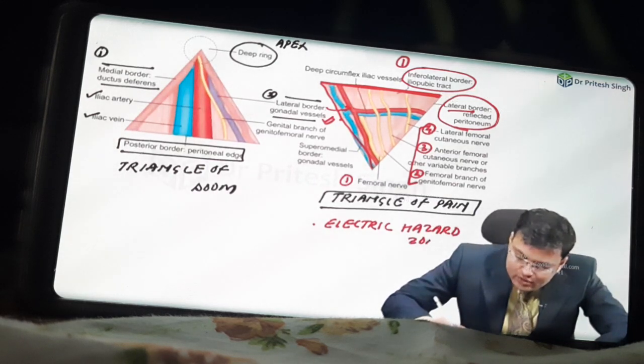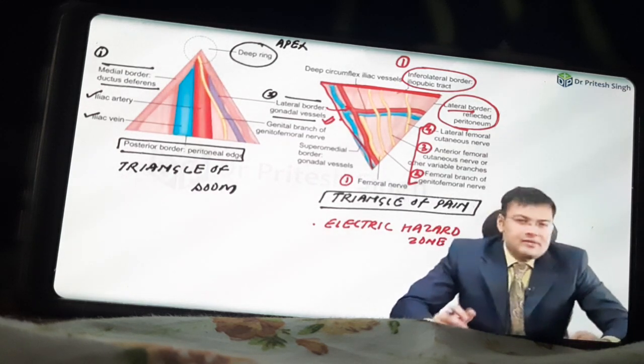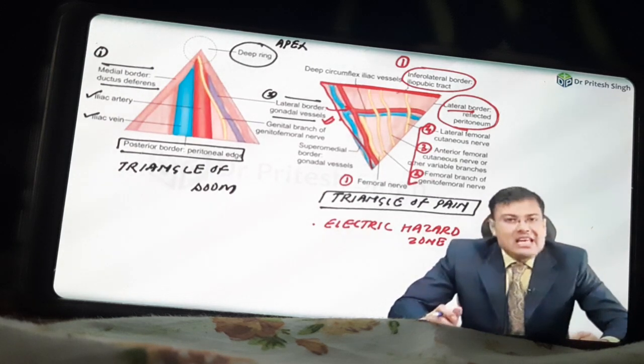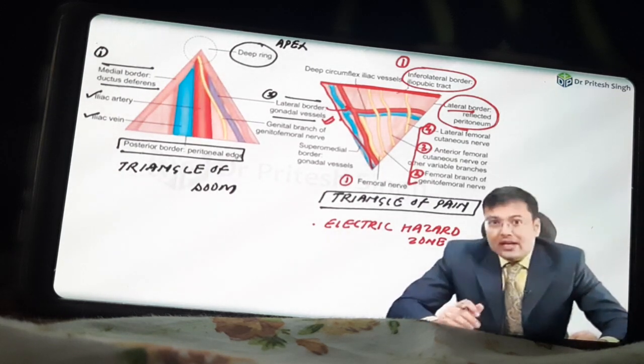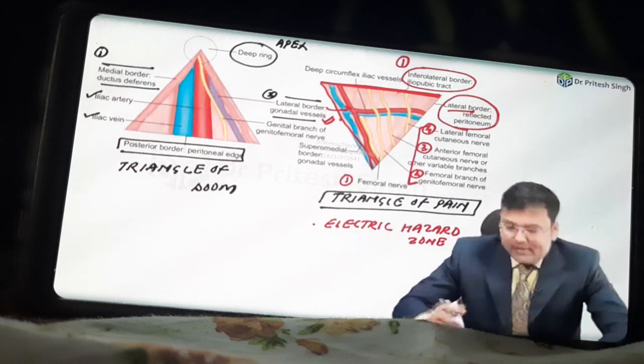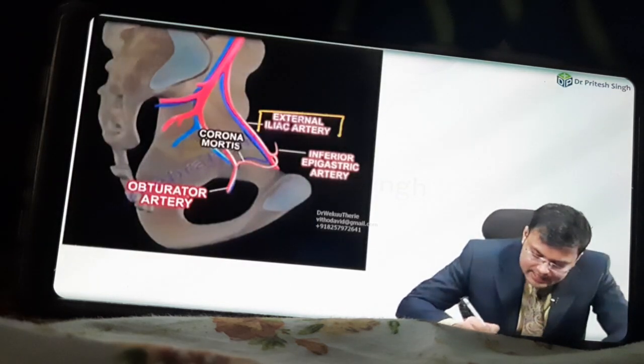Electric hazard zone. What are the four nerves? Femoral nerve, femoral branch of genitofemoral nerve, anterior cutaneous nerve of thigh, and lateral cutaneous nerve of thigh. This is triangle of pain. Third is corona mortis or crown of death. If you see this diagram, this is external iliac artery, and this is what?